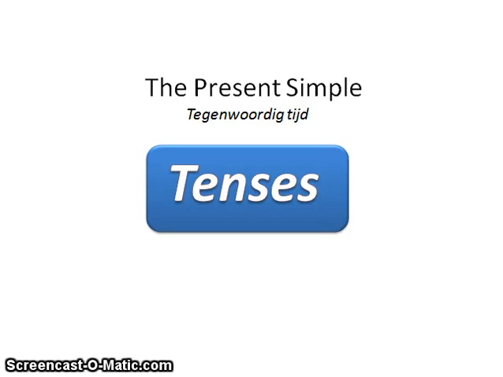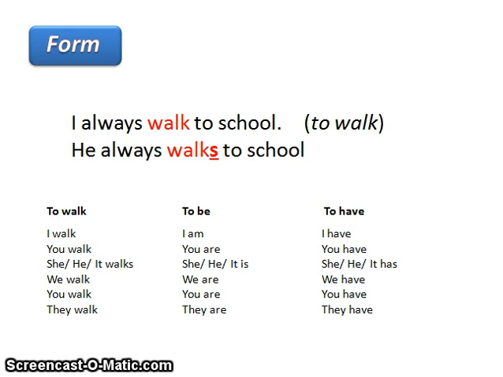The first tense that we are going to handle is the tense that most people who learn English learn first, which is the present simple, or as the Dutch called it, the tegenwoordigheid. How do we form the present simple? The present simple is easy to form.